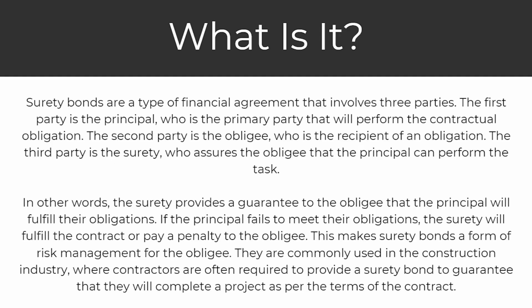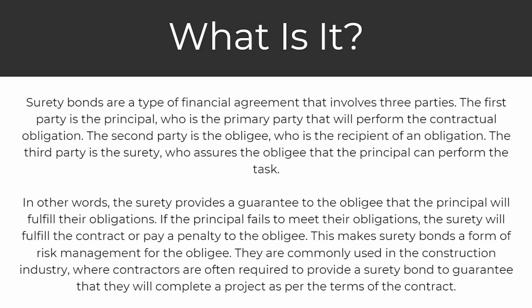Surety bonds are a type of financial agreement that involves three parties. The first party is the principal, who is the primary party that will perform the contractual obligation. The second party is the obligee, who is the recipient of an obligation. The third party is the surety, who assures the obligee that the principal can perform the task.